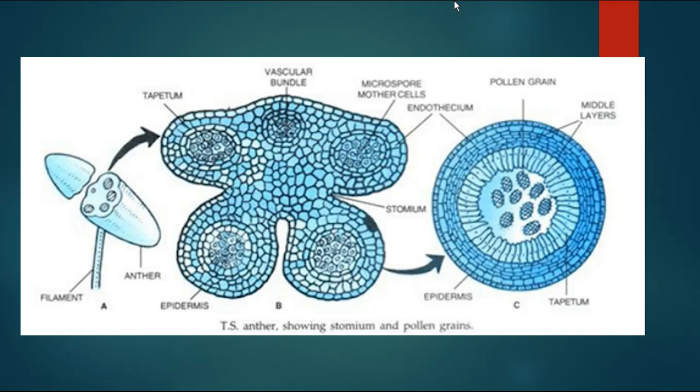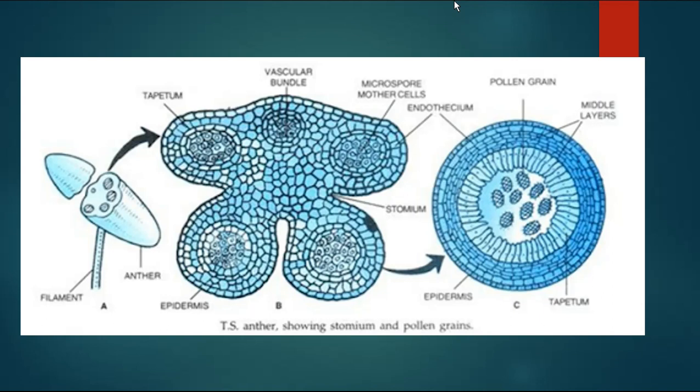In a TS, a typical microsporangium appears near circular in outline. It is generally surrounded by four wall layers: the epidermis, endothecium, middle layers, and the tapetum. The outer three layers perform the function of protection and help in dehiscence of anther to release the pollen. The innermost wall layer is the tapetum. It nourishes the developing pollen grains.